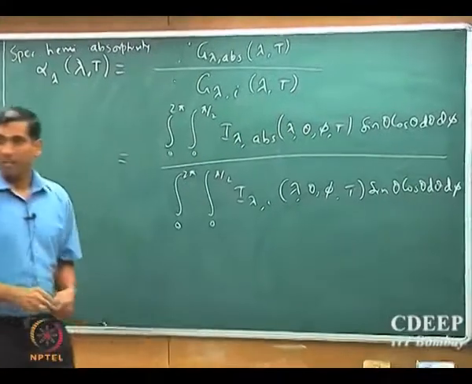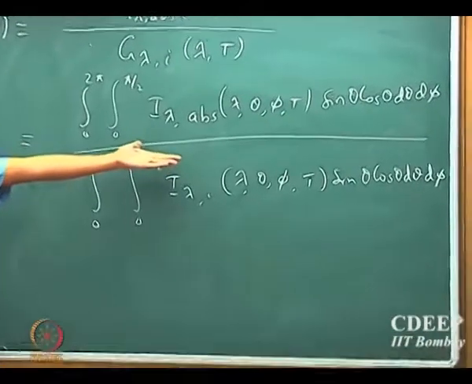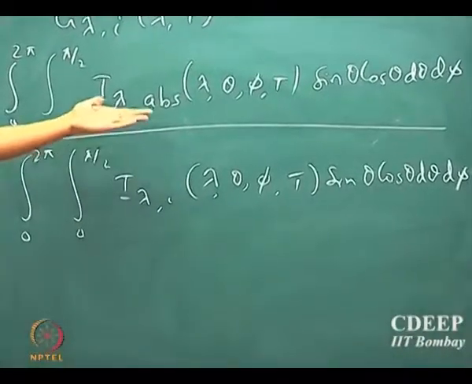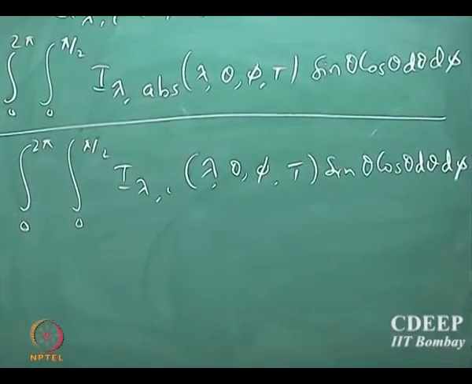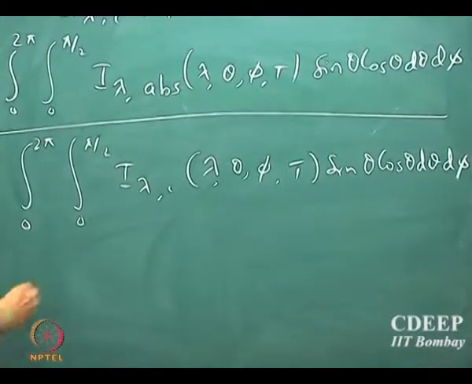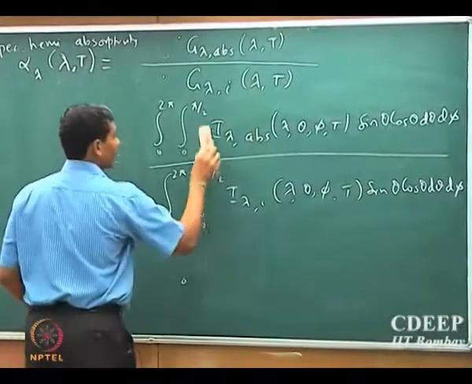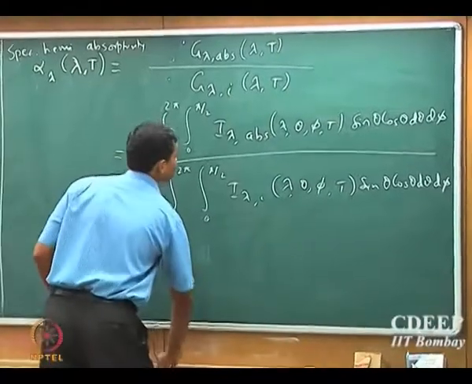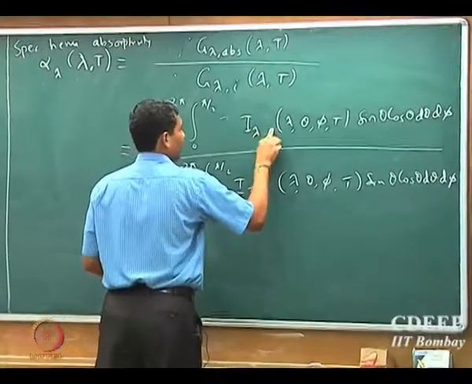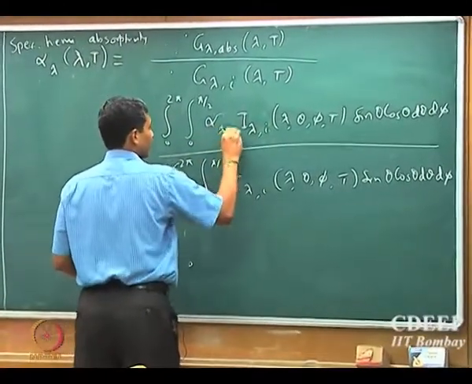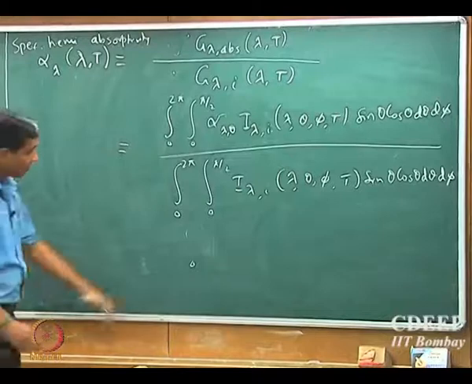d phi. Okay. But from the definition of absorptivity, we can replace the absorbed intensity in terms of the incident intensity with the absorptivity, which is an intrinsic property of that system. So we can rewrite that, we can simply replace this as alpha lambda theta times I lambda i. Okay. So that's absorptivity multiplied by the incident irradiation.